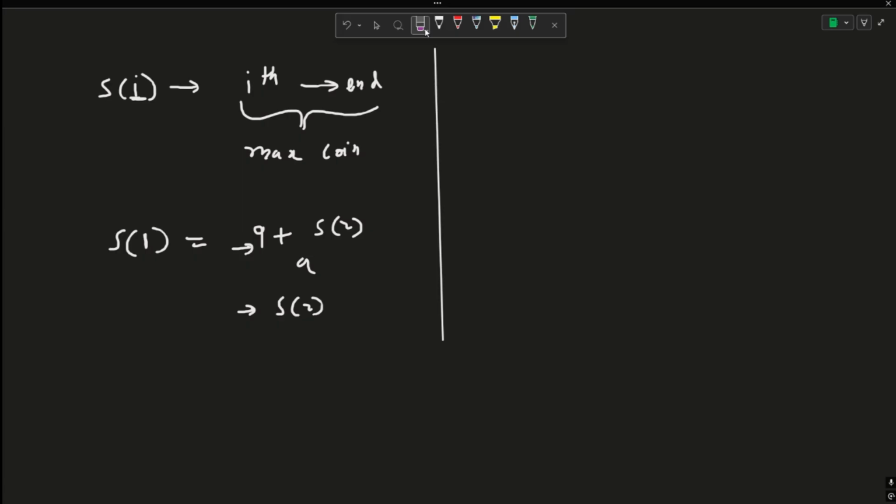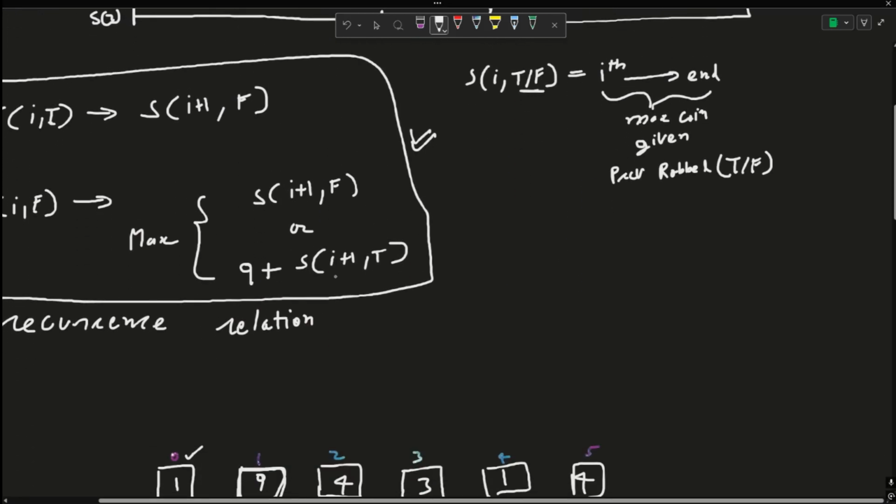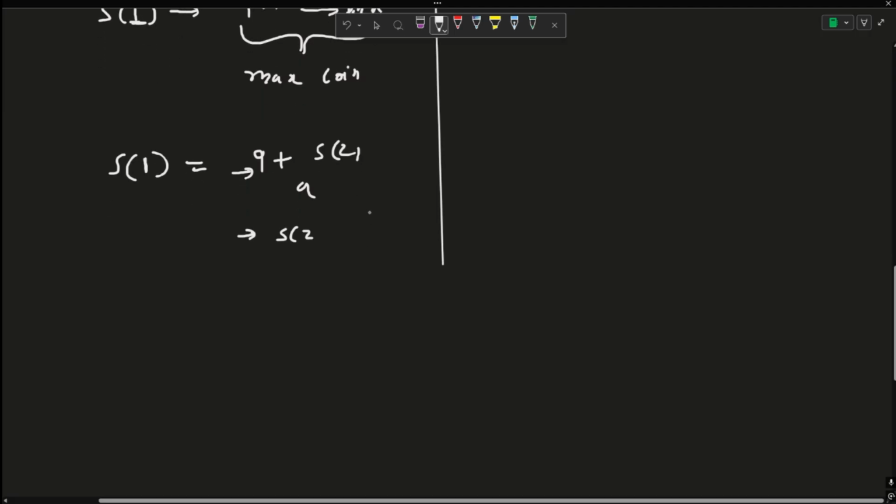So what if, instead of S2, I write this? If I rob the current house, instead of passing T or F, I pass a modified index. Previously, I was passing S2 and S2 in both the cases. See this? S(i+1), S(i+1). So in both the cases, I was passing S2. I robbed the current house, so I passed T. I skipped the current house, I passed F. What if I combine both of them and pass a single variable I?